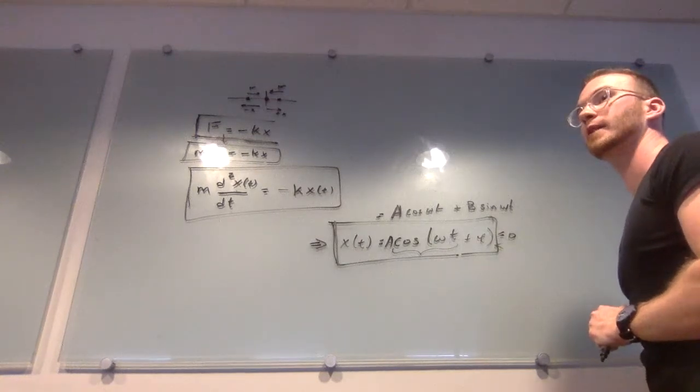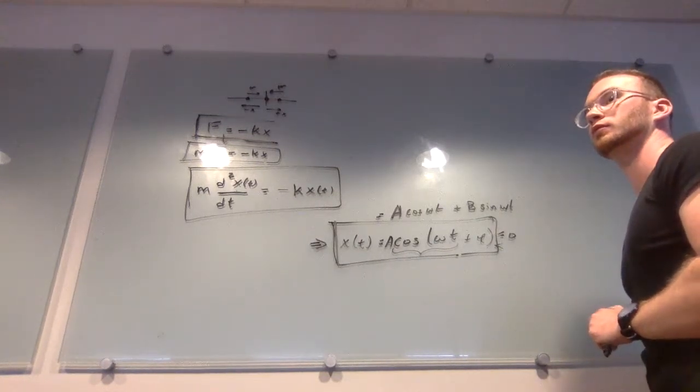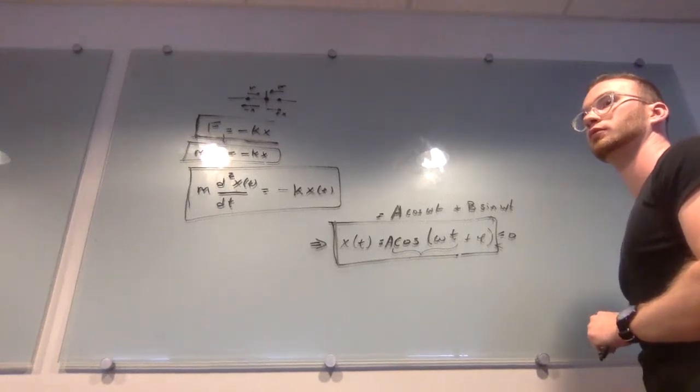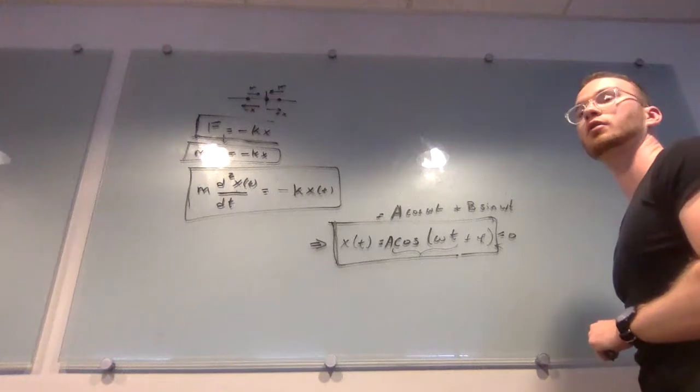In which case, the maximum value will be when cosine is equal to 1, in which case the maximum value could just be the coefficient A. And that's pretty much everything that we're at right now. That's the starting point.